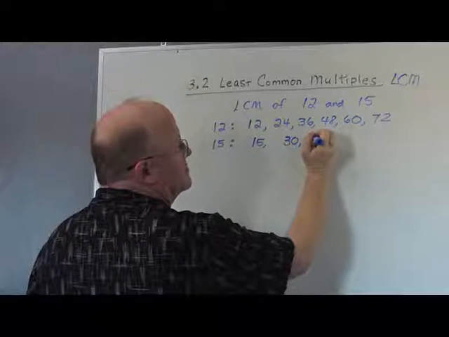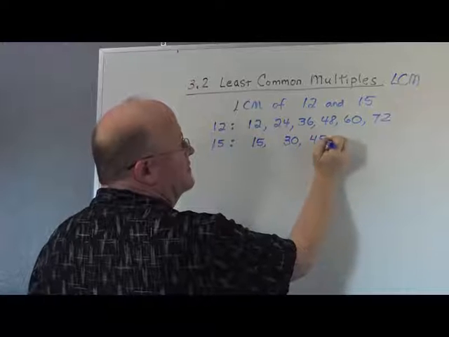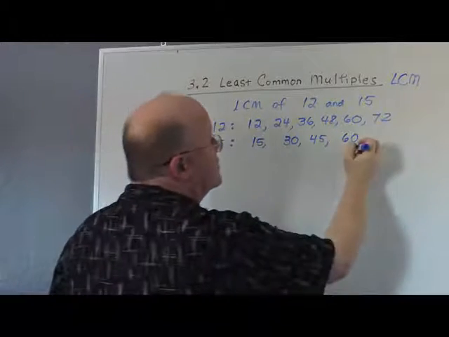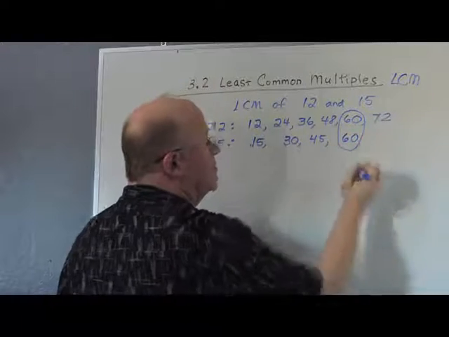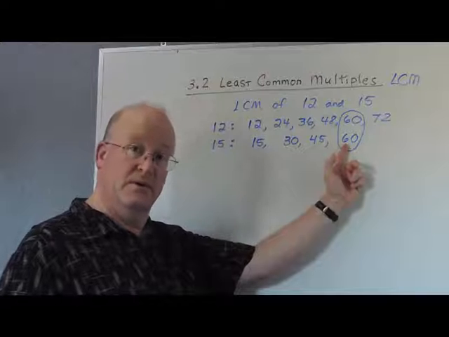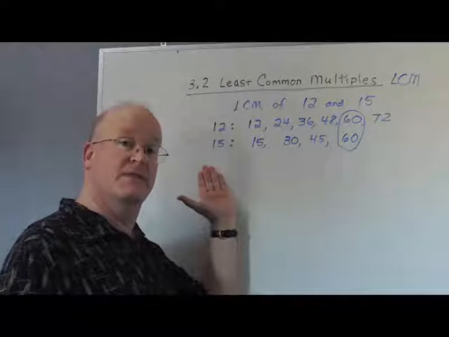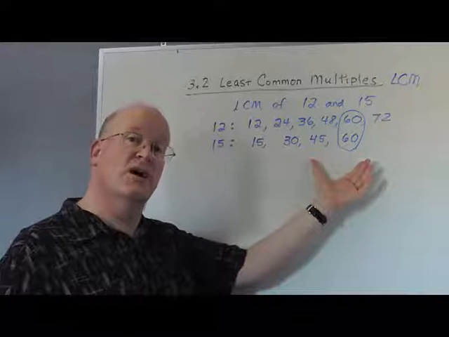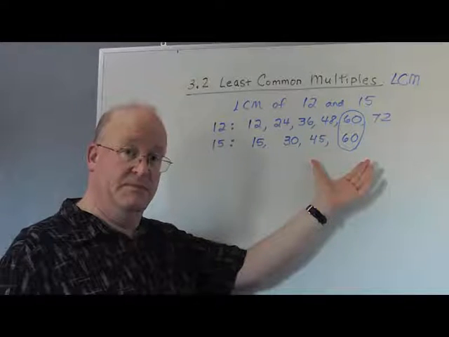Then with 15, you multiply 15 times 1 to get 15, 15 times 2 to get 30, 15 times 3 to get 45, 15 times 4 gets you to 60. And aha, we've got 60 showing up on both lists. That is a common multiple of both the 12 and the 15, and it's the least one because it's the first one that shows up on both of these listings of multiples.